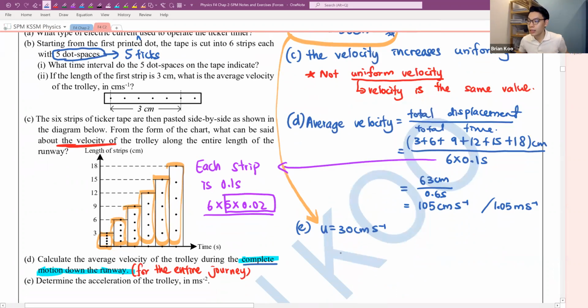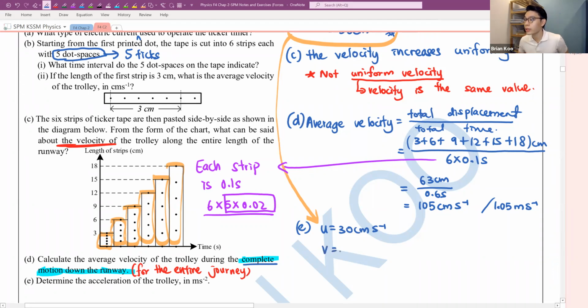And then the V for the final strip, can we use the initial velocity and final velocity time formula? You mean for part D? Yeah, that is for acceleration, Trisha. That's for acceleration, not for part D. Part D, we're going to do that. So U is 30 cm per second.